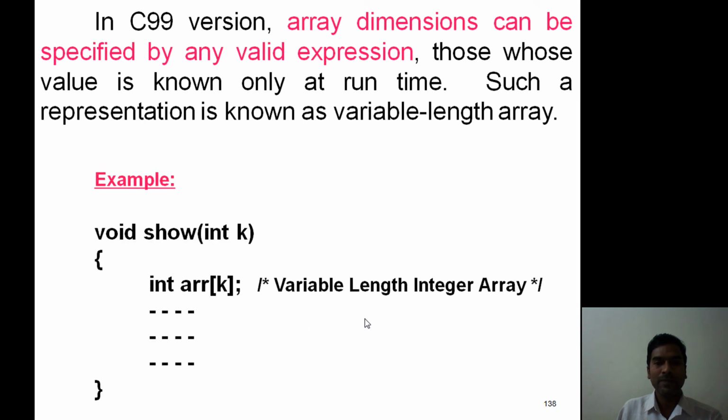Let us take an example: void show(int k). Now k value is submitted at runtime. Now within the function, we are allocating memory for the array. Now this one, int arr[k]. Now based on k value, only sufficient amount of memory is allocated. If k value is 5, now only 5 locations are allocated. If k value is 10, only 10 locations are allocated and so on. In such a way, it is possible to save a lot of memory.